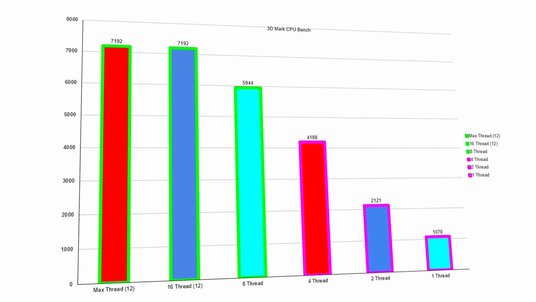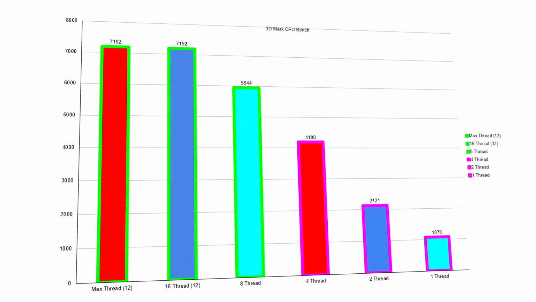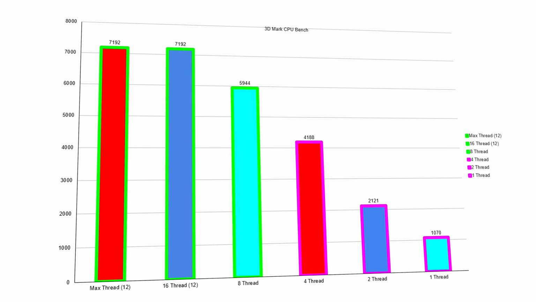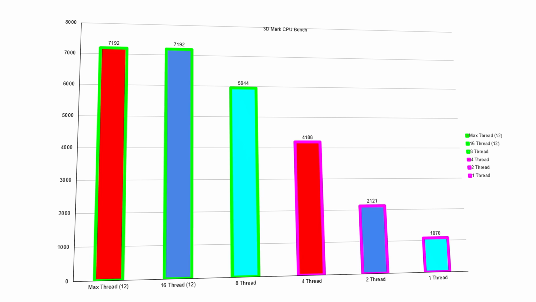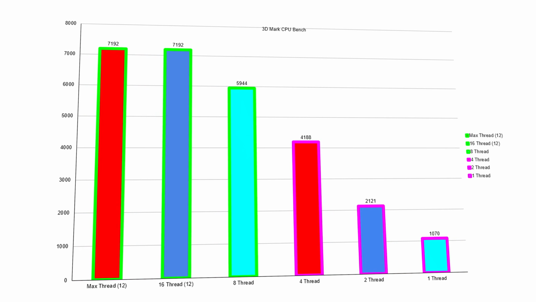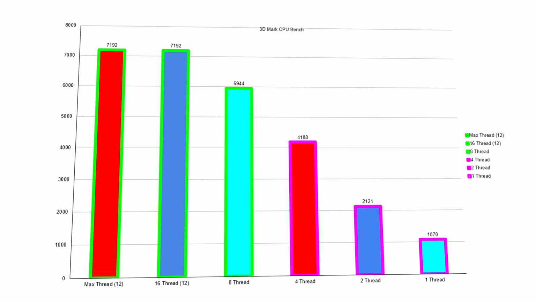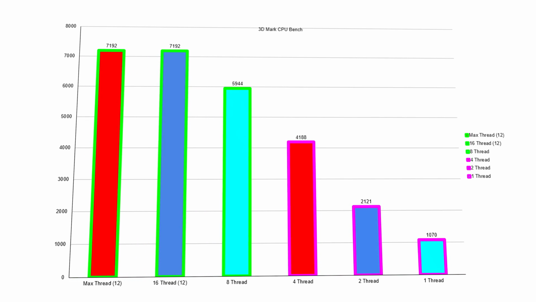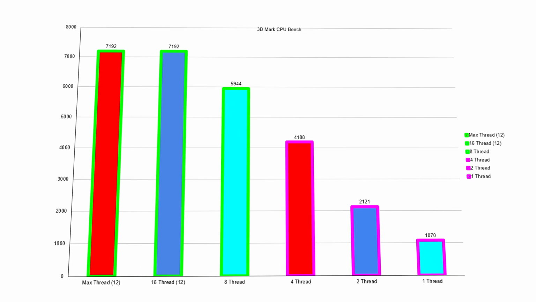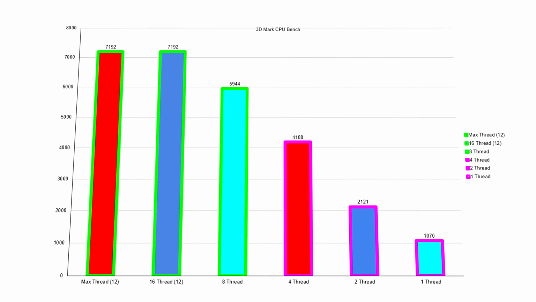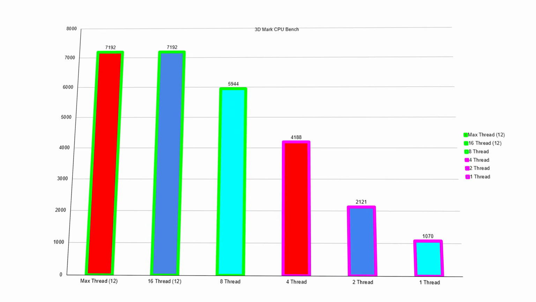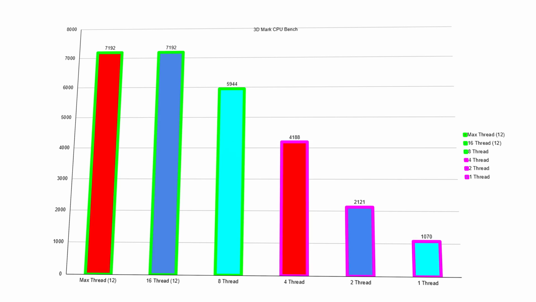Now, to avoid any confusion that may be there, just note that there is a max thread, 16 thread, 8 thread, 4 thread, 3, 2, 1. But because the 7600X has 12 threads, we will see the max thread and the 16 thread scores being the same. So that came in at 7192 and the 8 came in at 5944, and we see the results. But this doesn't really mean anything, it's just here for future purposes.